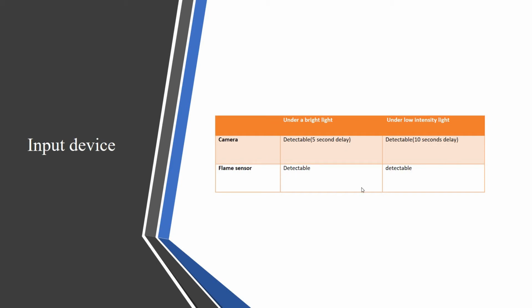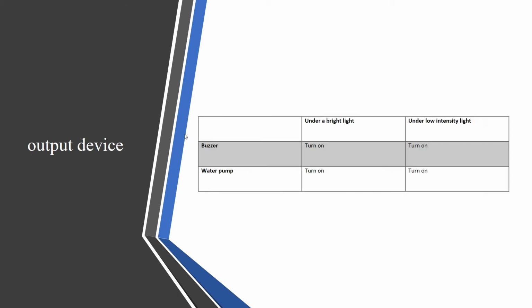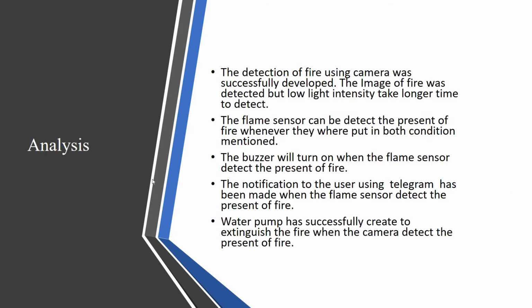So the flame sensor is able to detect whenever it is put into the conditions mentioned. The output devices also work well under bright light or low intensity light. The buzzer also turns on in both conditions, and the water pump also.